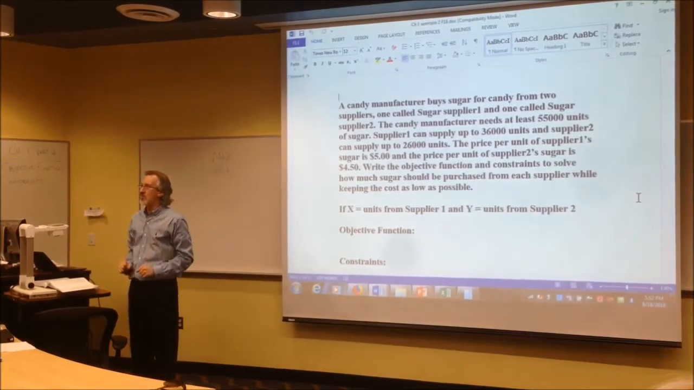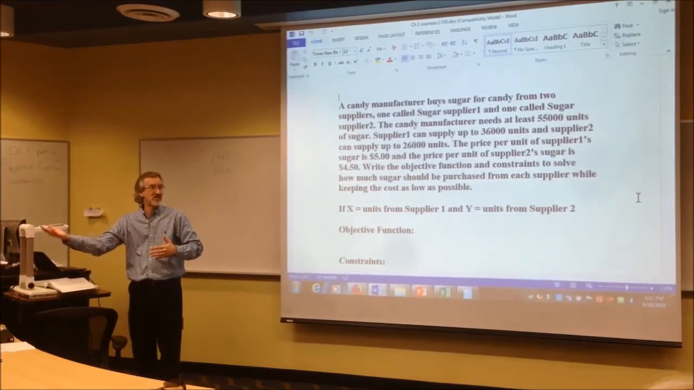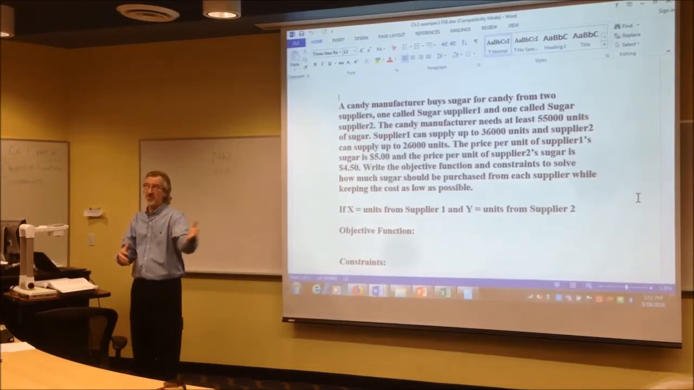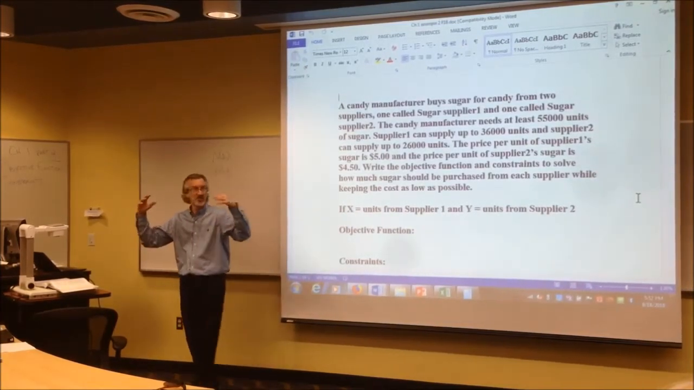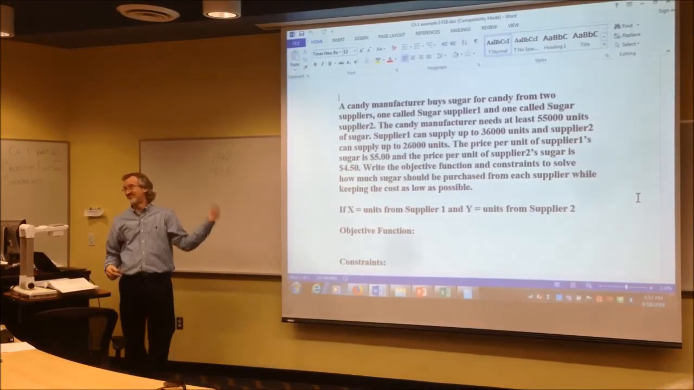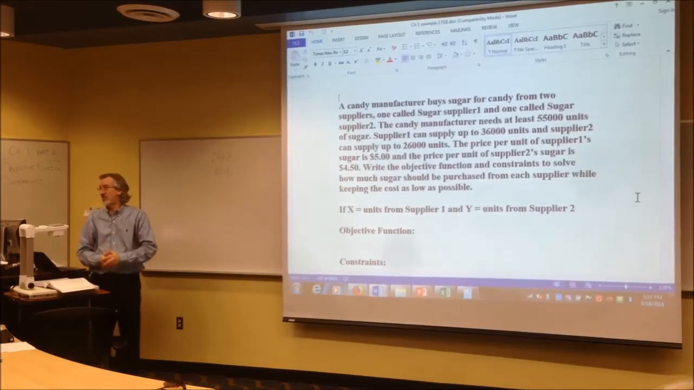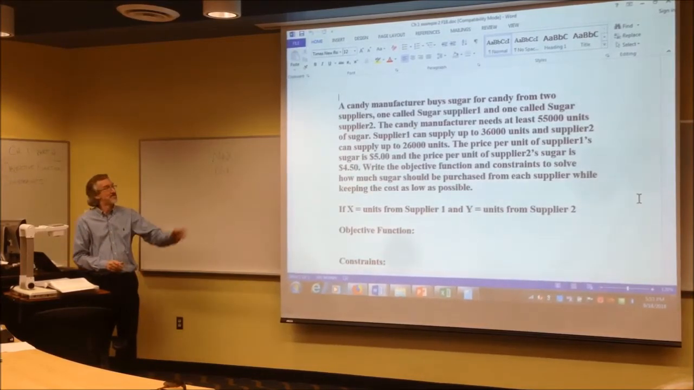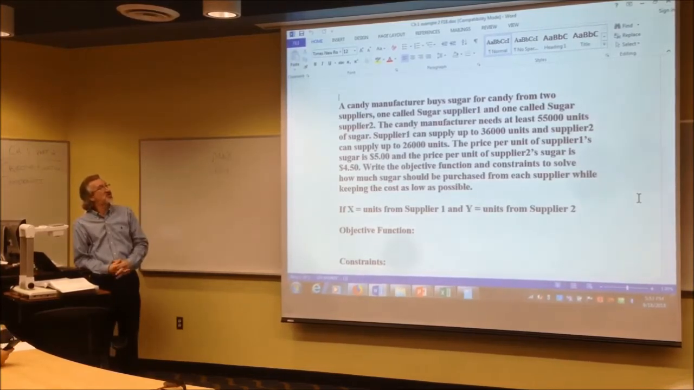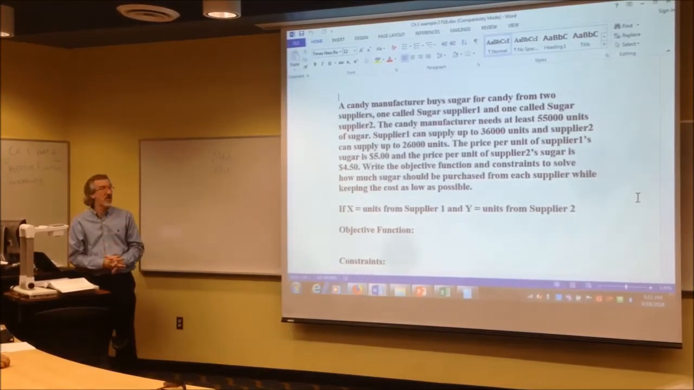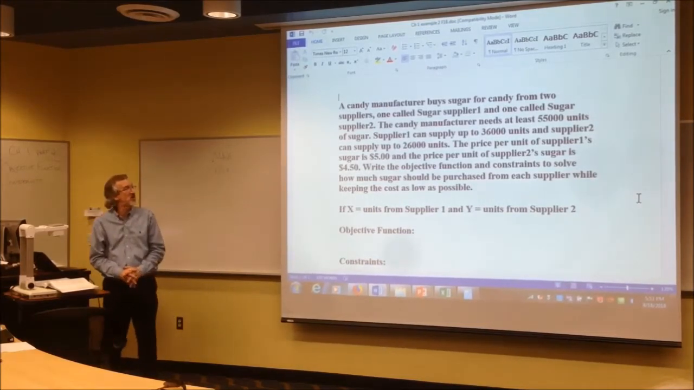There's a constraint in how you would write it and turn the variables into dollars, because the limitation was in dollars. The limitation could be in something else, and you've got to somehow figure out how to use these variables to talk about that limitation, whether it's time, money, whatever. They only have so many available, capacity maybe. Here we go. A candy manufacturer buys sugar. So there's what we're buying from the suppliers. From our two suppliers, one calls sugar supplier 1, the other one's sugar supplier 2.